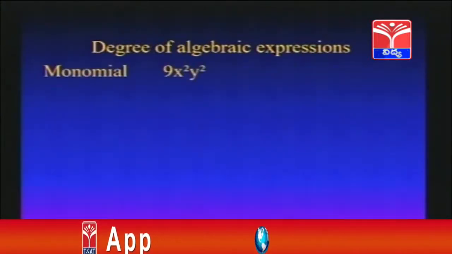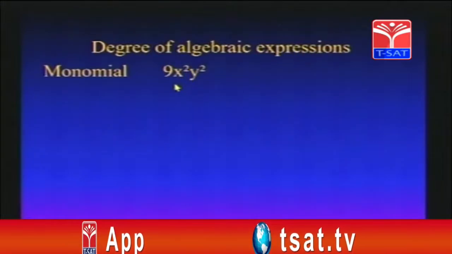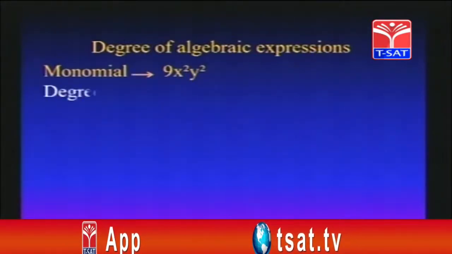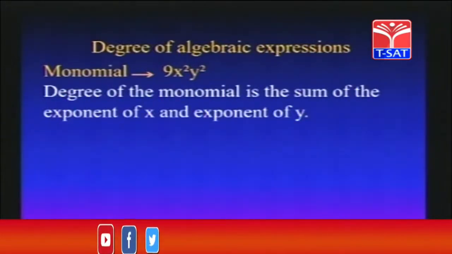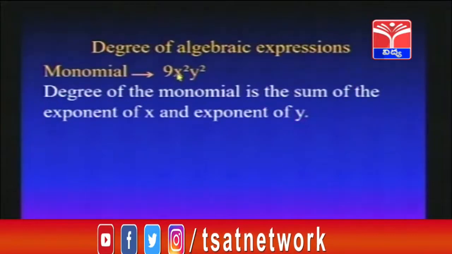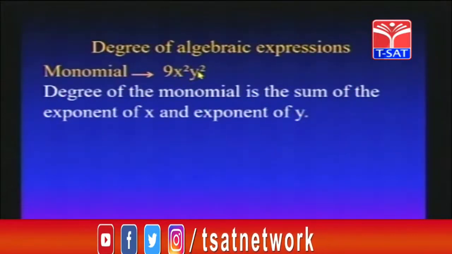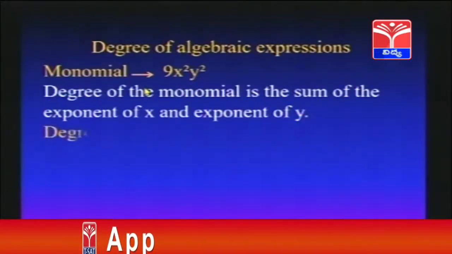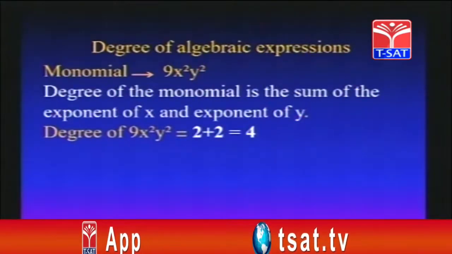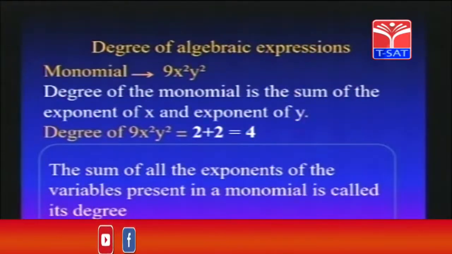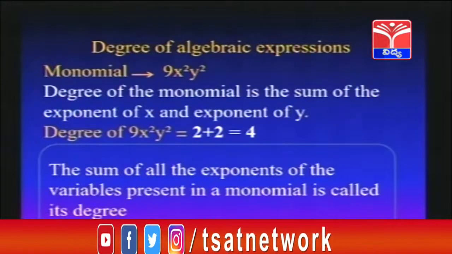Let us take one more example, 9x square y square. How do you write the degree of this particular expression? It is the sum of these 2 exponents. The exponent of x is 2 and the exponent of y is 2. So the degree of this term 9x square y square is 2 plus 2, that is equal to 4. The sum of all exponents of the variables present in a monomial is called its degree.